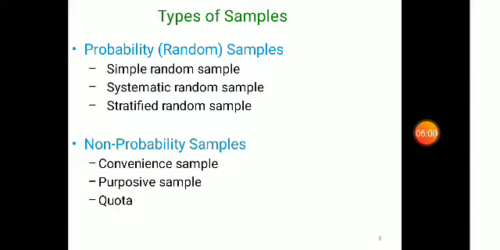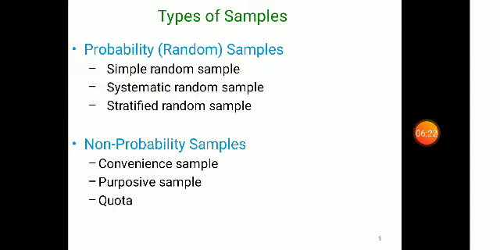It's always advisable to select probability sampling if we want to generalize the result of our sample to that of the population. Now, there are 3 types of probability sampling techniques. The first one is what we call simple random sampling. Second is systematic sampling. Third one is stratified random sampling.